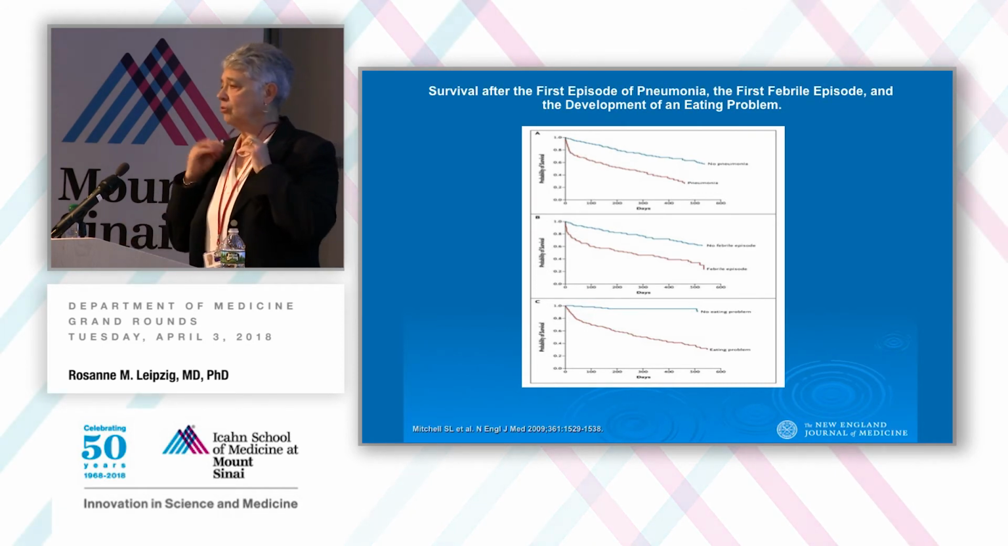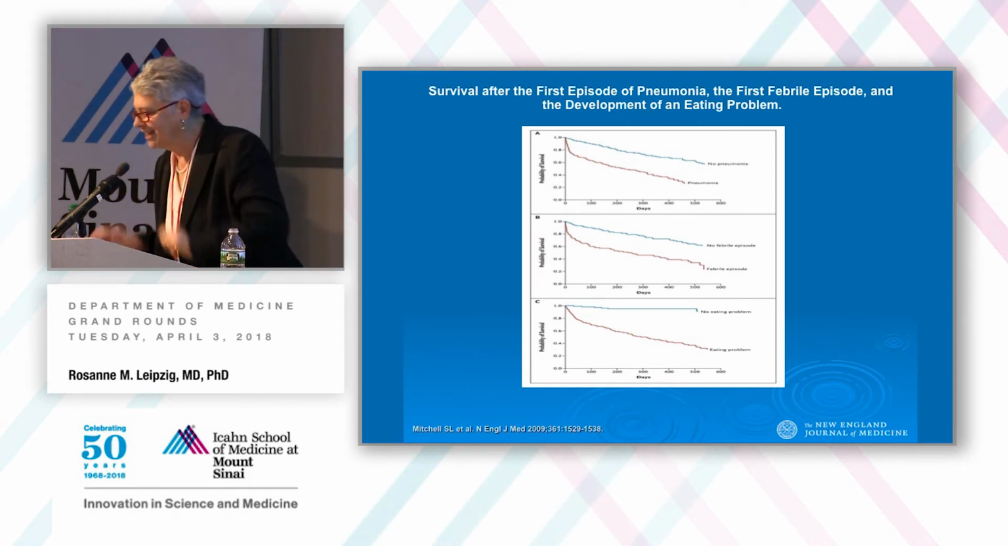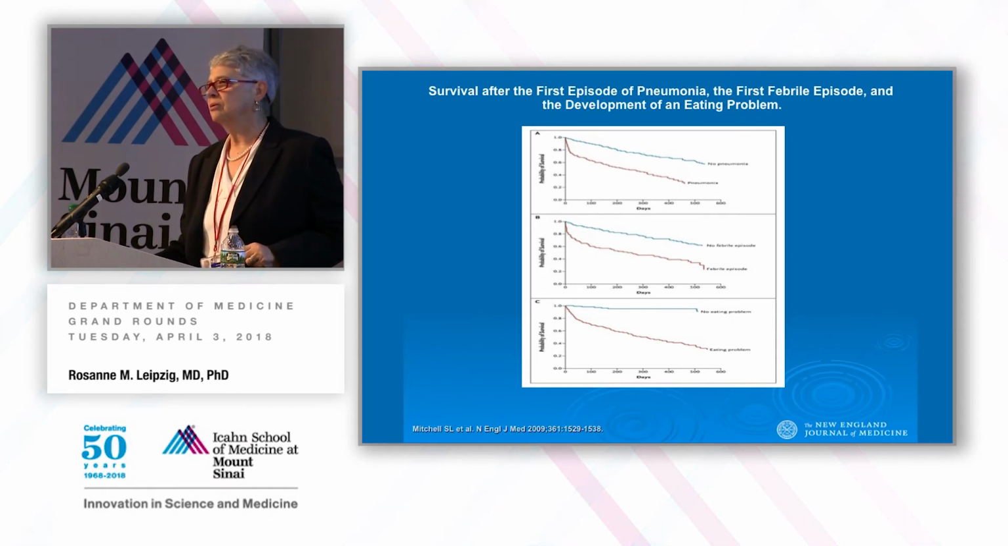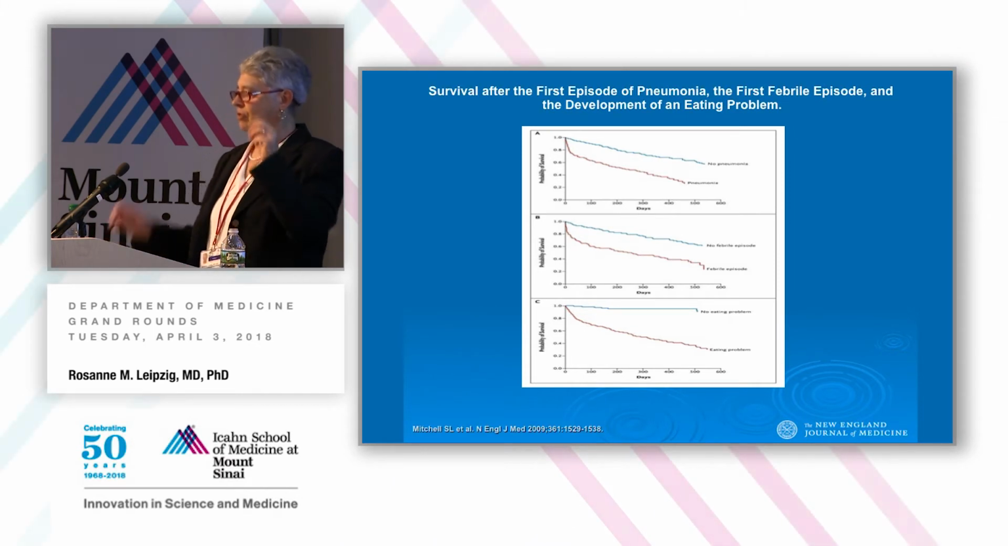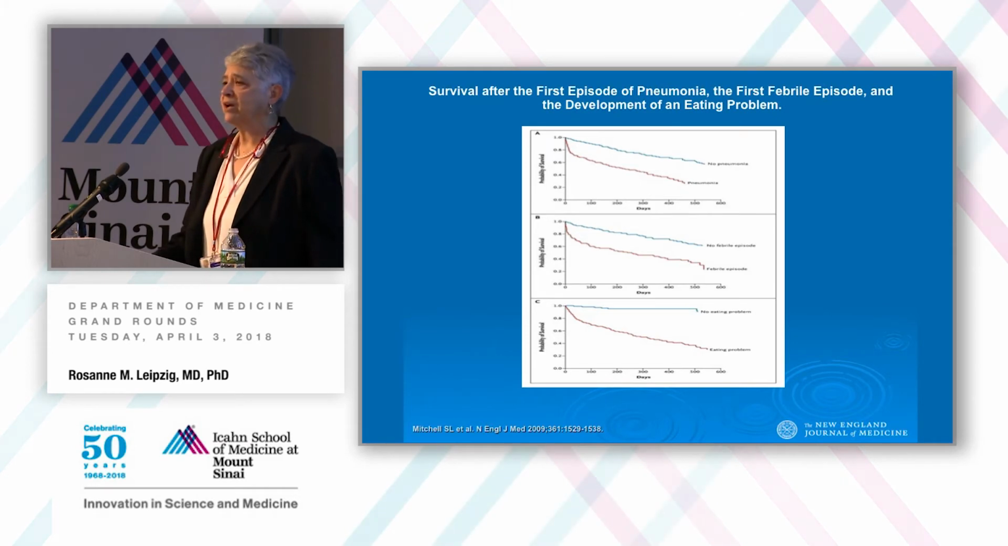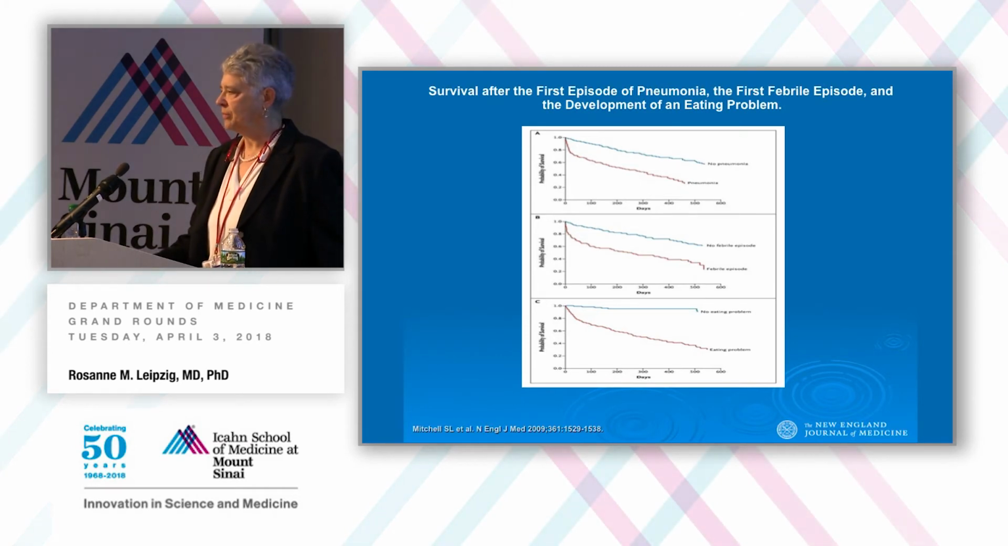This is, I can't see because I don't have my glasses on. This is pneumonia. So no pneumonia, pneumonia over 2 years in essence. No febrile episode, these are deaths. Febrile episode over 2 years. No eating difficulty, eating difficulty. So that eating difficulty is where the problem comes in. And G-tubes are not going to make a difference there.